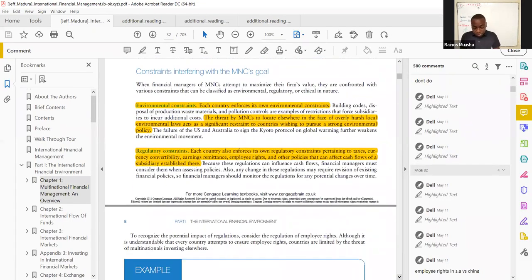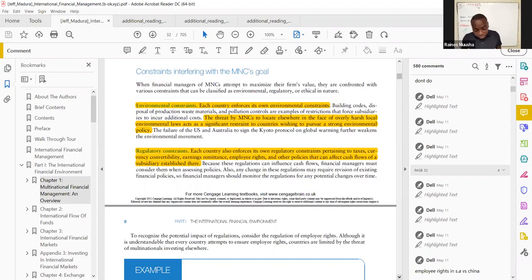So on the next section, we look at constraints interfering with the multinational corporation's goal. And here we look at environmental constraints. And here they say, each country enforces its own environmental constraints. So the threat by multinational corporations to locate elsewhere in the face of overly harsh local environmental laws acts as a significant restraint to countries wishing to pursue a strong environmental policy.